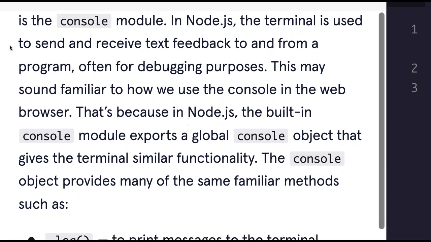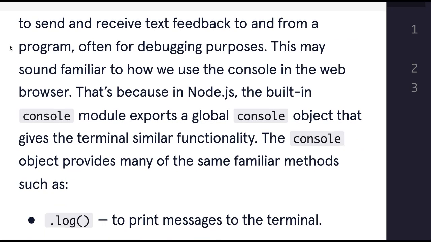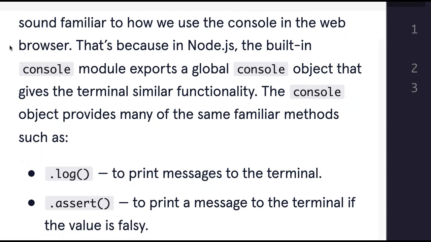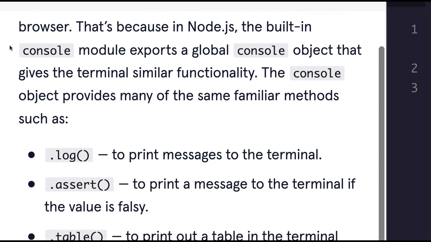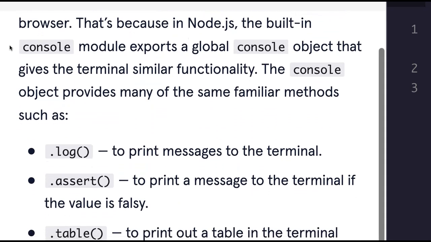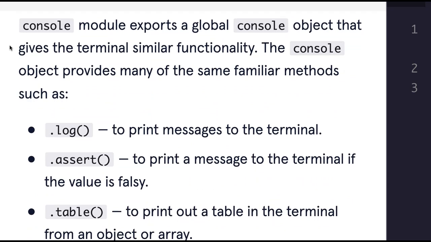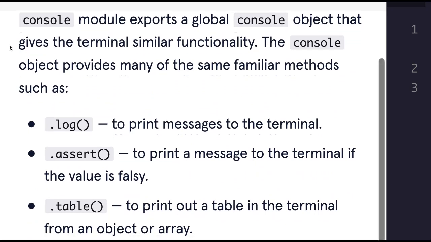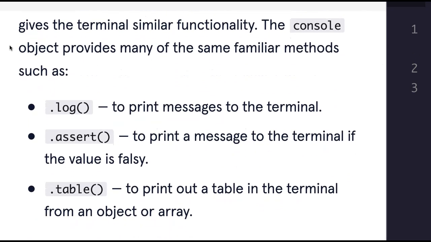In Node.js, the terminal is used to send and receive text feedback to and from a program, often for debugging purposes. This may sound familiar to how we use the console in the web browser. That's because in Node.js, the built-in console module exports a global console object that gives the terminal similar functionality.